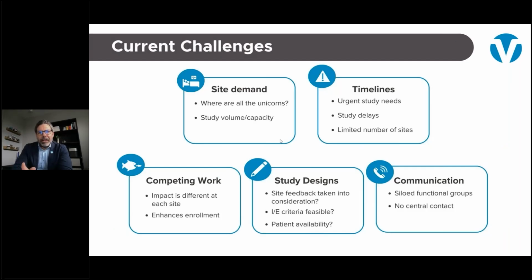So what are the current challenges? First is site demand. We all know there are a limited number of unicorns out there, so we need to adapt and innovate. Timelines. How urgent is it?